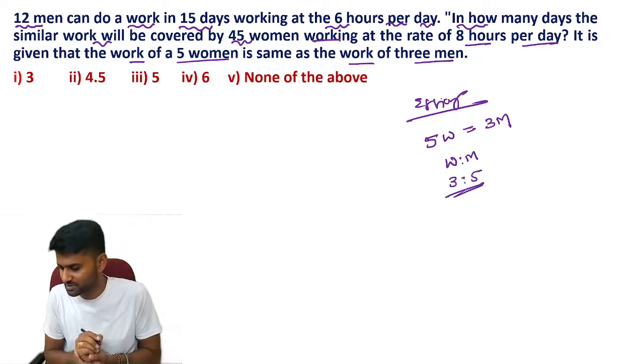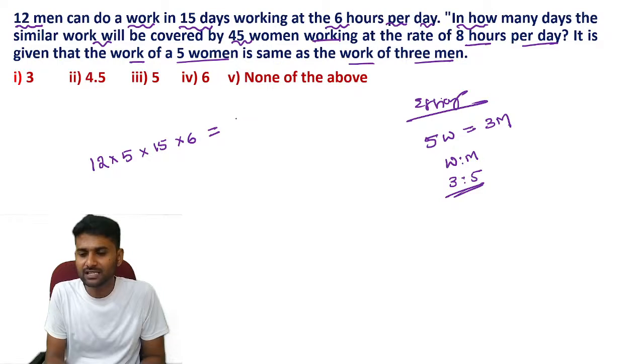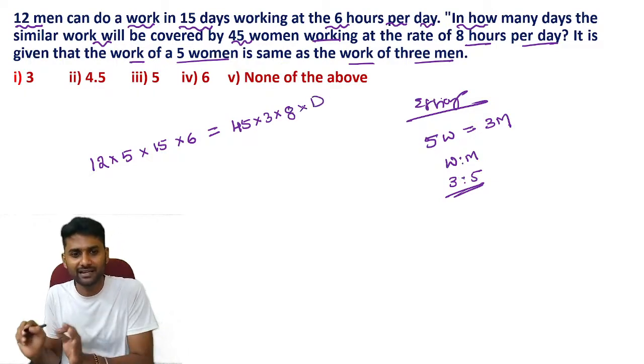We got that efficiency. Now, go through the major information. 12 men. Men's efficiency is 5 units. Working for 15 days and 6 hours per day. Now, we are assigning this work to 45 women. So here women's efficiency is 3 units, working 8 hours per day. Then how many days does it take?